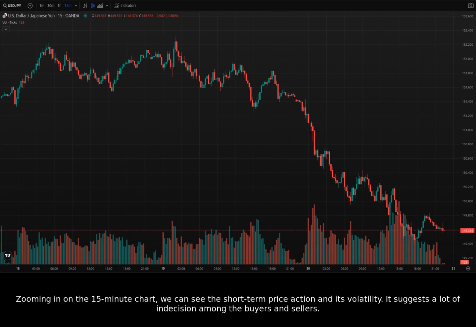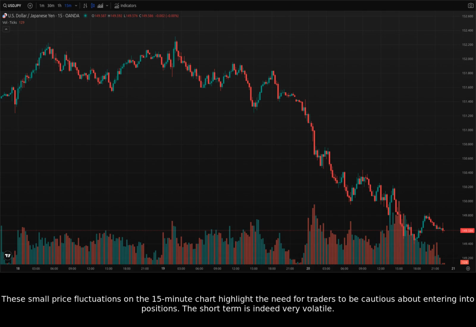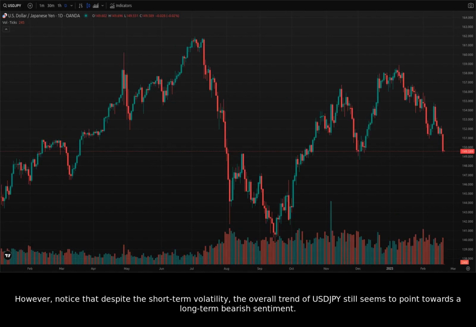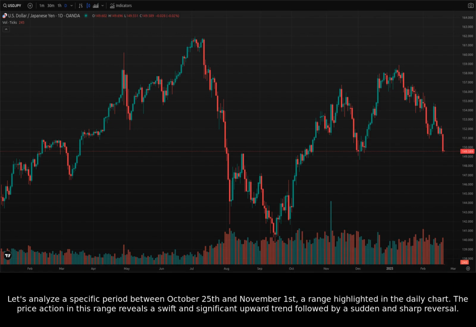It suggests a lot of indecision among the buyers and sellers. These small price fluctuations on the 15-minute chart highlight the need for traders to be cautious about entering into positions. The short term is indeed very volatile. However, notice that despite the short-term volatility, the overall trend of USDJPY still seems to point towards a long-term bearish sentiment. Let's analyze a specific period between October 25th and November 1st, a range highlighted in the daily chart.